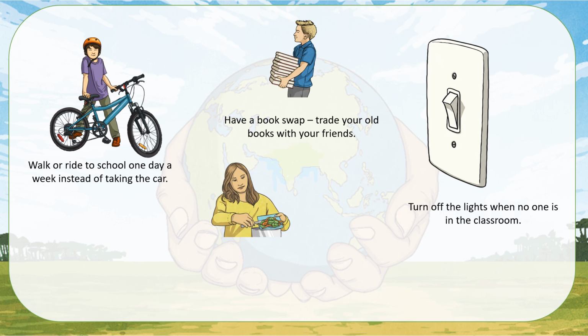Turn off the lights when they are not being used in the classroom. Collect the food scraps at lunch to compost in the school garden. So these are the ways which you can use to become a sustainable person in your school also.